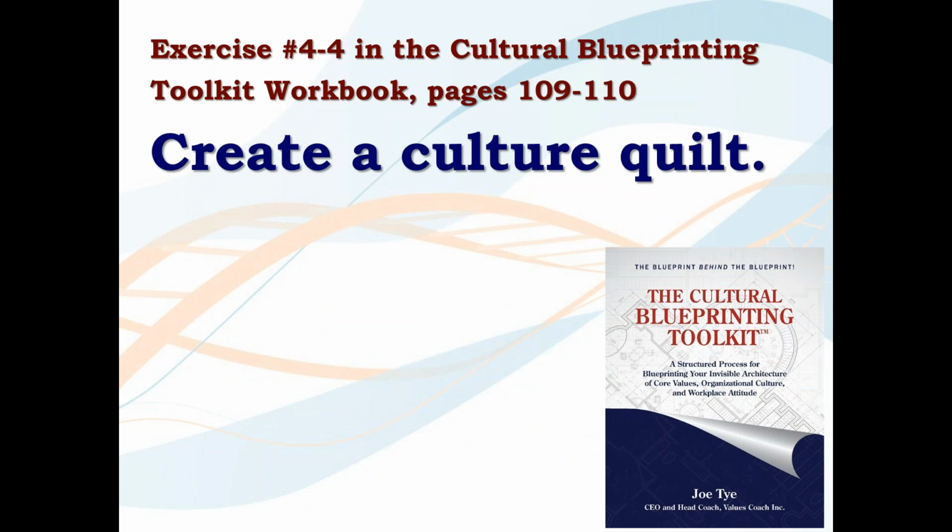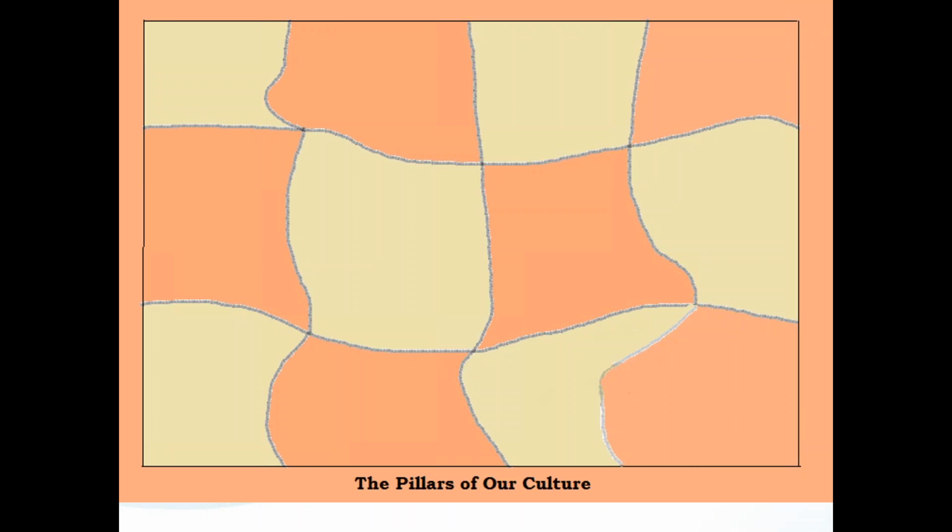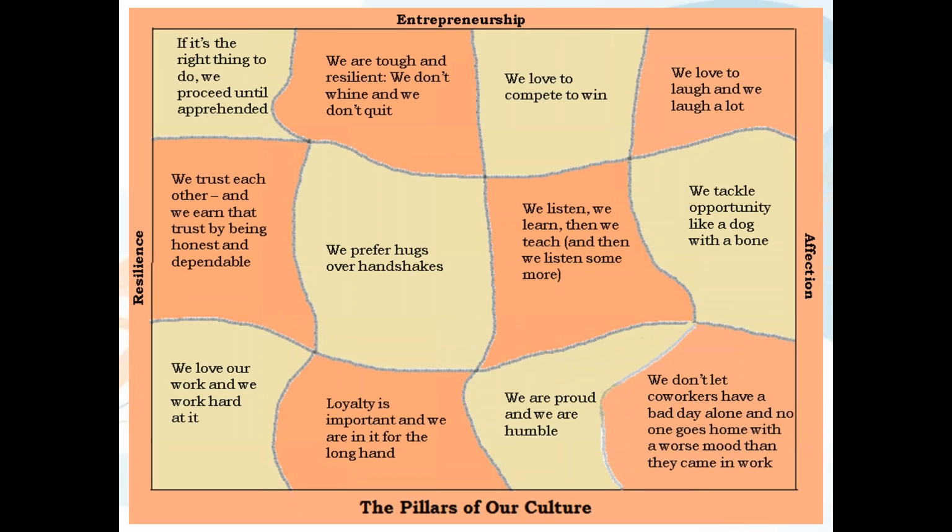So, a couple of exercises from the workbook that I'd like to review. One, on pages 109 and 110, is creating a culture quilt. This is what it looks like, the blank form, and you can download it from the Cultural Blueprinting website. What you start with on the outside is the essential pillars of your culture, and then on the inside you write about the characteristics. In this example, an entrepreneurial company, their core pillars are 3 things. They're going to be entrepreneurial, they're going to be willing to take risks, they're going to be resilient in the face of every adversity, but affection is going to characterize their relationships.